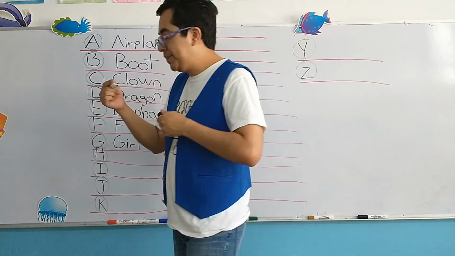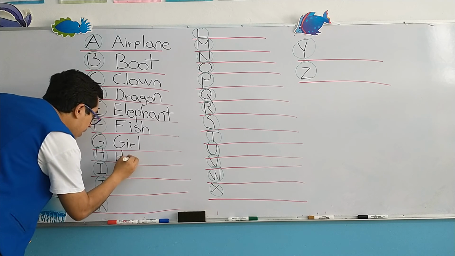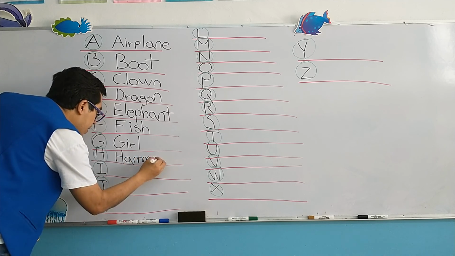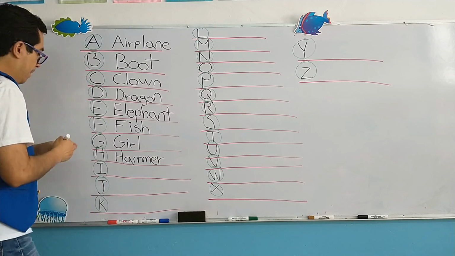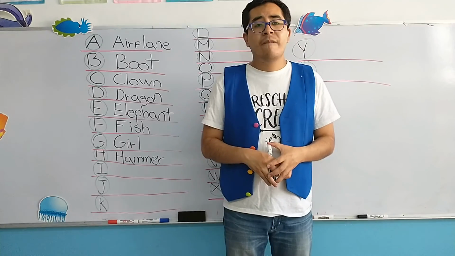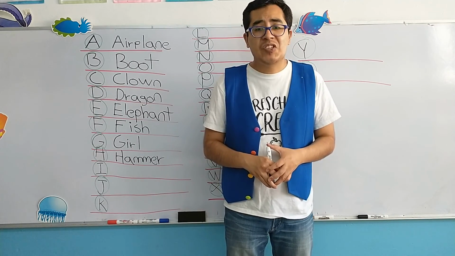So, hammer. Capital H, A, M, M, E, R. Now, let's continue with capital I. For capital I, let's write the word insect.